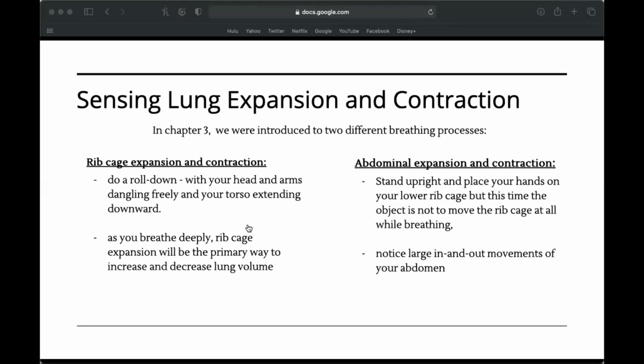Sensing lung expansion and contraction. In chapter 3, we are introduced to two different breathing processes, one involving ribcage expansion and contraction, and the other involving abdominal expansion and contraction. To gain sensory awareness of ribcage movement, you have to do this thing called a roll down, with your head and your hands just dangling by your side. I need to stand up to do this.